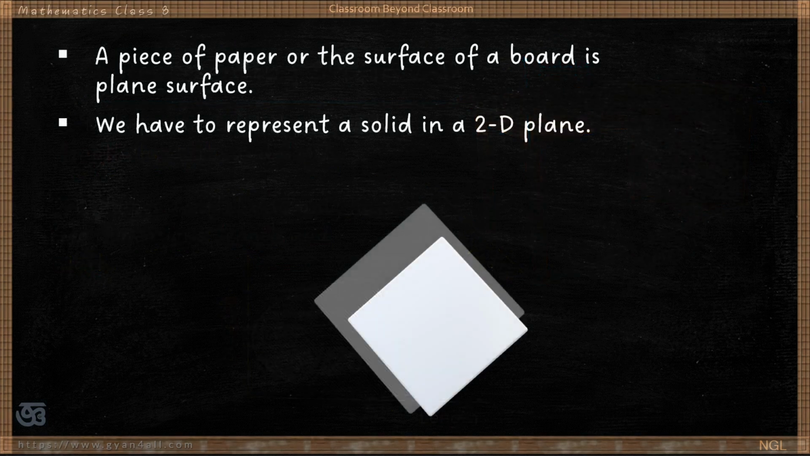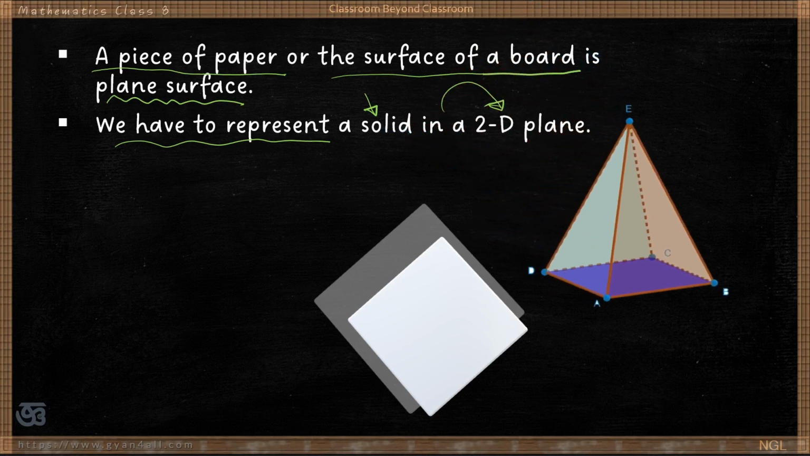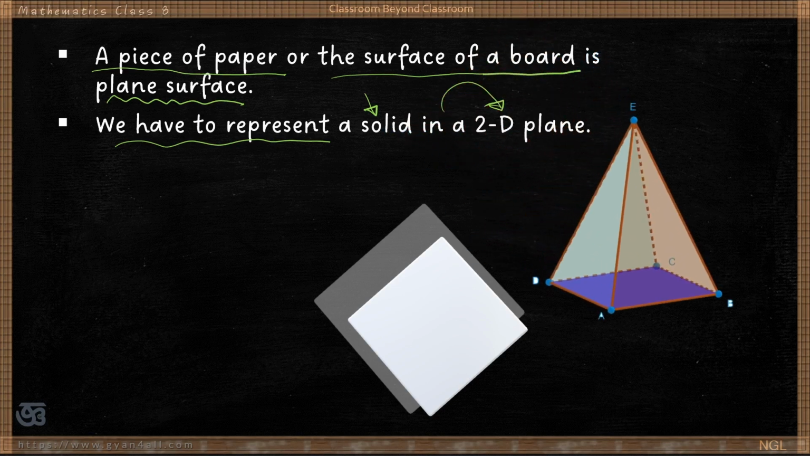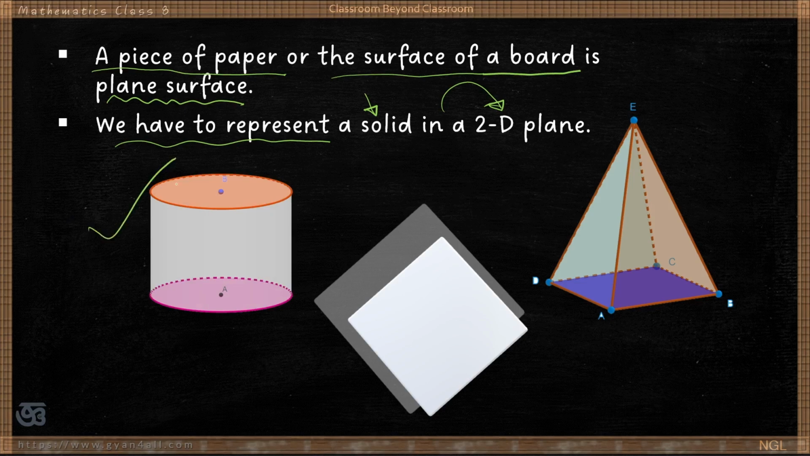Now you see, a piece of paper or the surface of a blackboard or chalkboard or even a whiteboard, these are all examples of a plane surface actually. That means a 2D surface. But we have to represent a solid object or a 3D object in this 2D plane itself. For example, this is a pyramid, a 3D object, and this can be represented in a 2D plane like this. Similarly, a cylinder can be represented in a 2D plane.